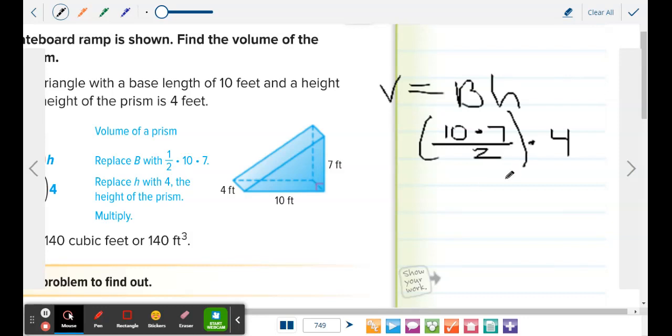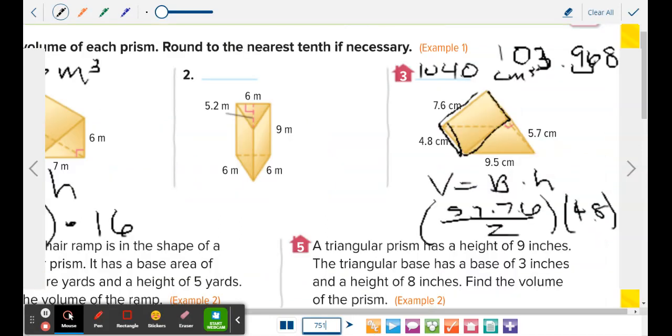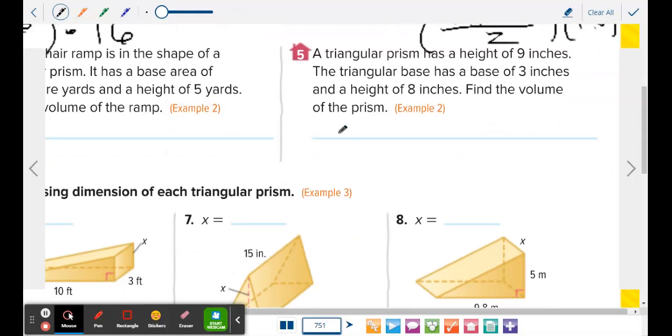Katie, what'd you get? 140 feet cubed. So nothing changes here. You're still just doing the same thing. So let's go over to page 751 again. We're going to do number 5. A triangular prism has a height of 9 inches and a triangular base. So the entire thing has a height of 9 inches. The triangular base, so the triangle, has a base of 3 inches and a height of 8 inches. They want you to find the volume.